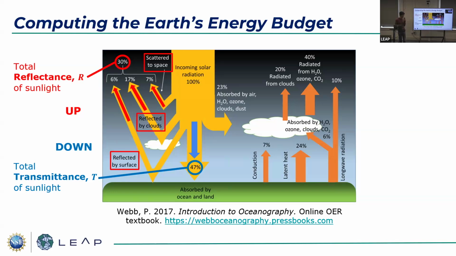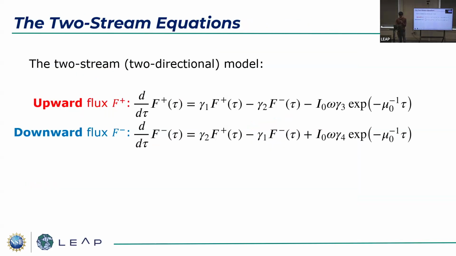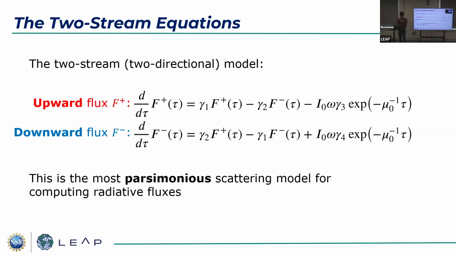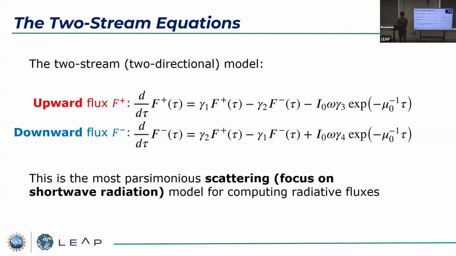What we are really trying to calculate is this reflectance, which is just the amount of incoming sunlight that is reflected back out into space, and the transmittance, the ratio of sunlight that is transmitted through the atmosphere, through clouds, to the Earth's surface. This is generally done using this two-stream, in other words, two-directional model. You have one equation for the upward flux, one equation for the downward flux. And just evaluating the fluxes at the boundaries will give you your reflectance and transmittance. So this is the most parsimonious scattering model for computing radiative fluxes.